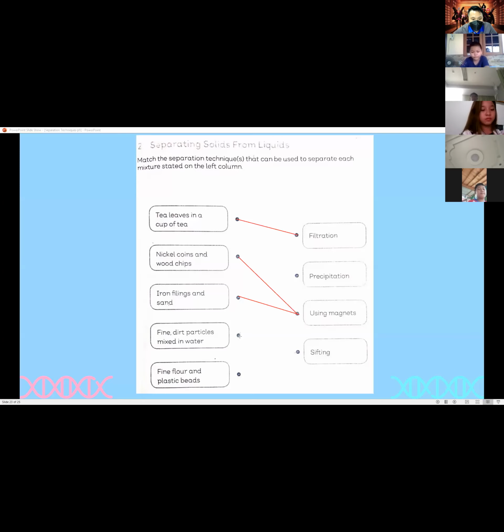Fine dirt particles mixed in water. We use the precipitation. And then lastly, fine flour and plastic beads, we use sifting. Okay. Are you all finished?